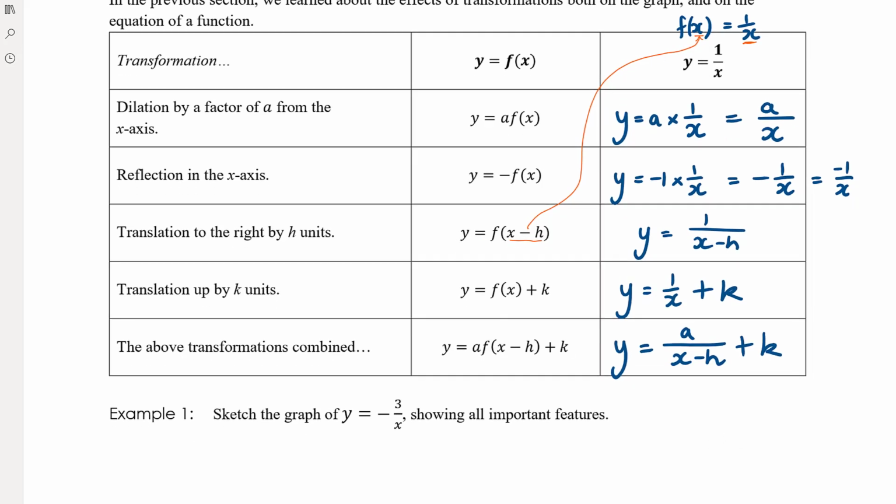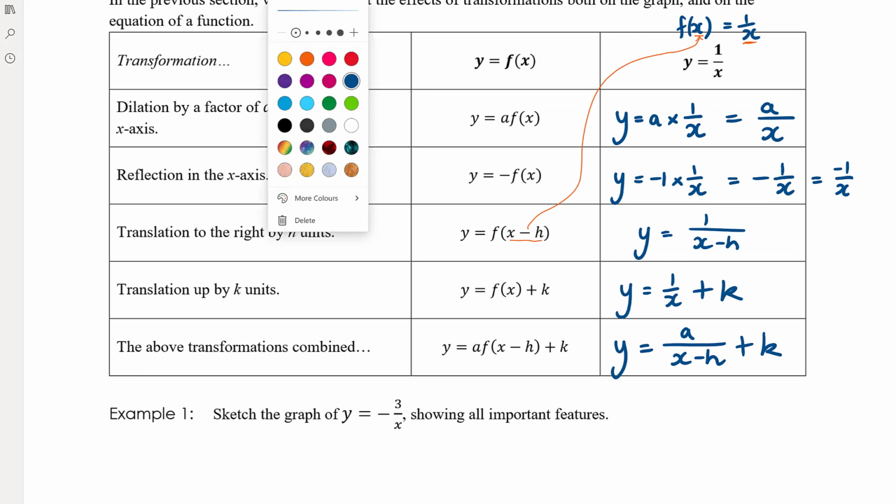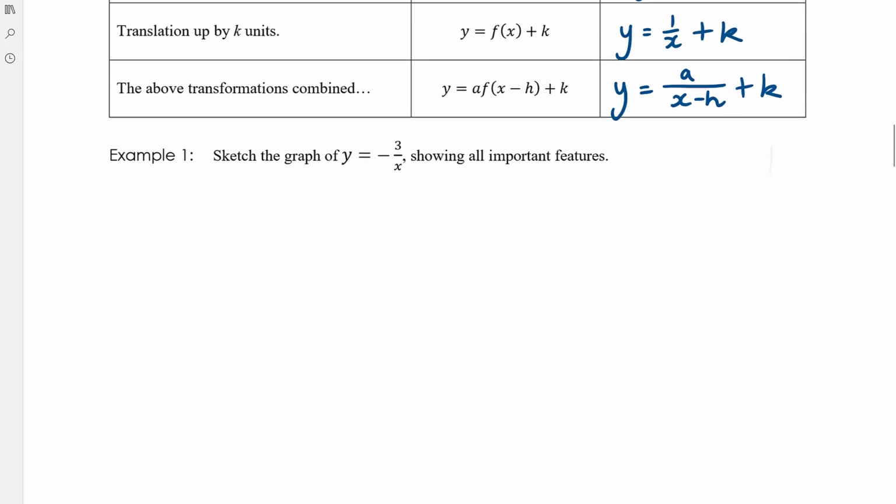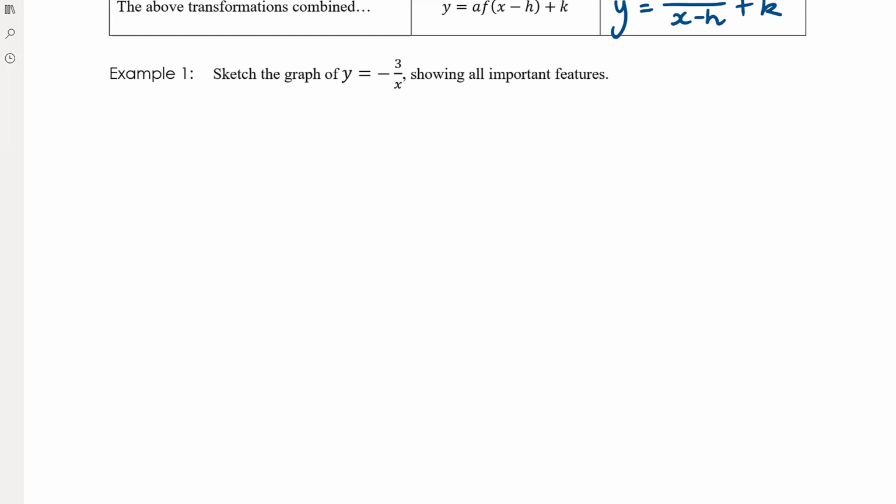I'm just going to make my pen nib a bit narrower again so that I can be a bit more precise. Okay, sketch the graph of y equals -3 on x. We've got two things happening here. The negative, which is giving us reflection in the x-axis. So think about what that means for this shape.